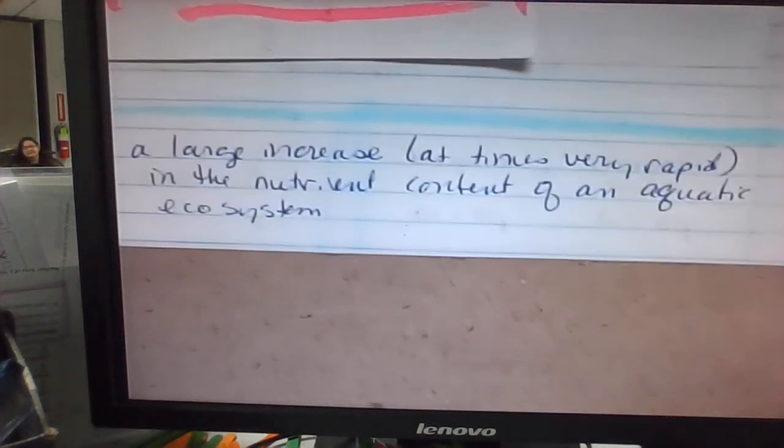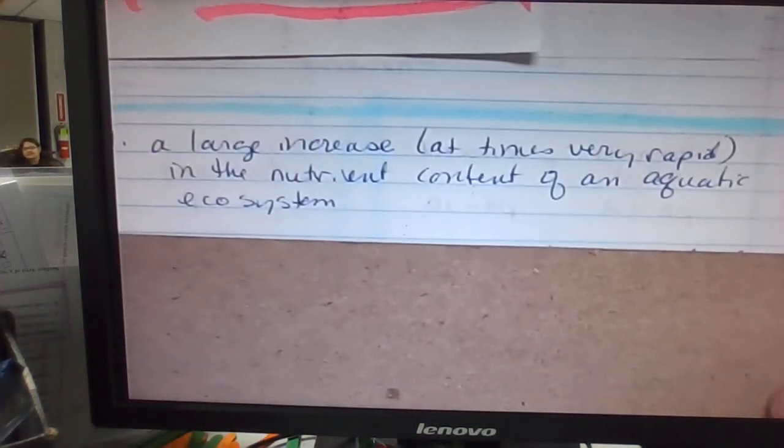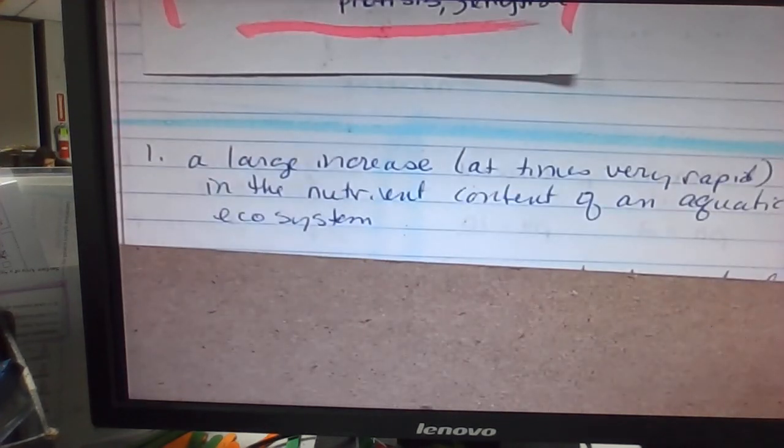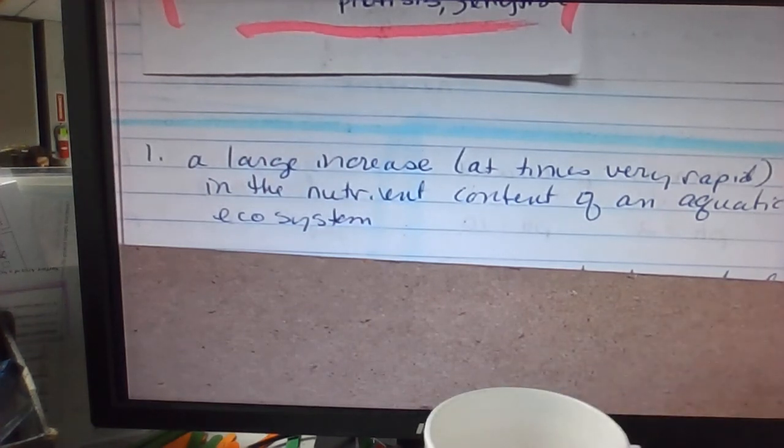So this goes underneath your vocab. In the eutrophication process, the first step is that there is a large increase, and at times very rapid increase, in the nutrient content of an aquatic ecosystem.